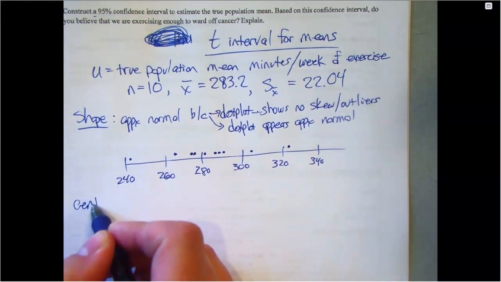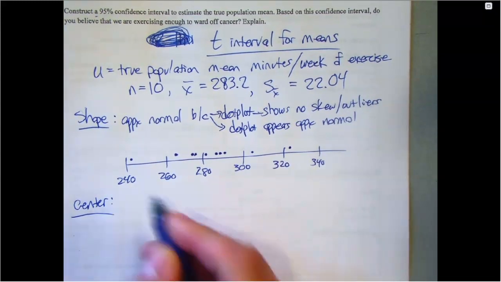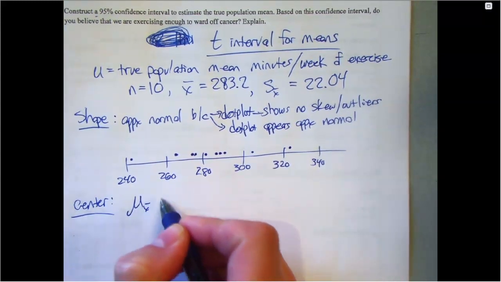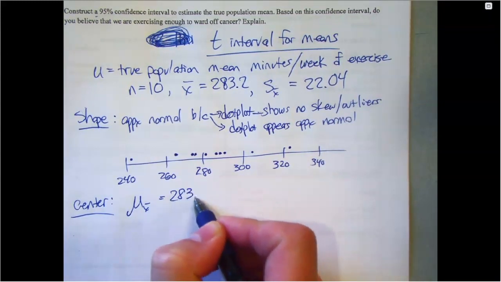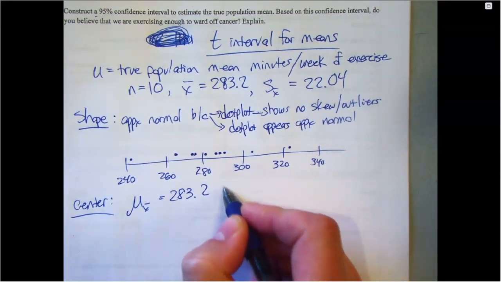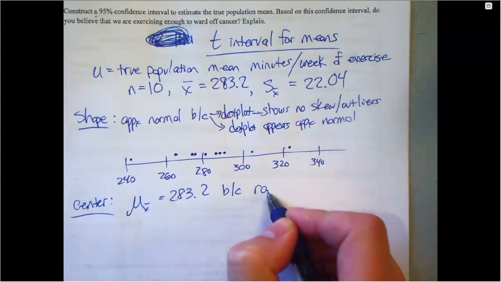Center. The center of our sampling distribution is going to be 283.2 because random sample.